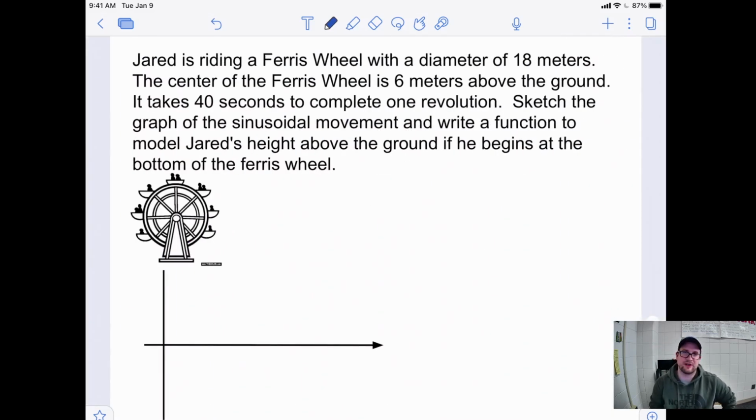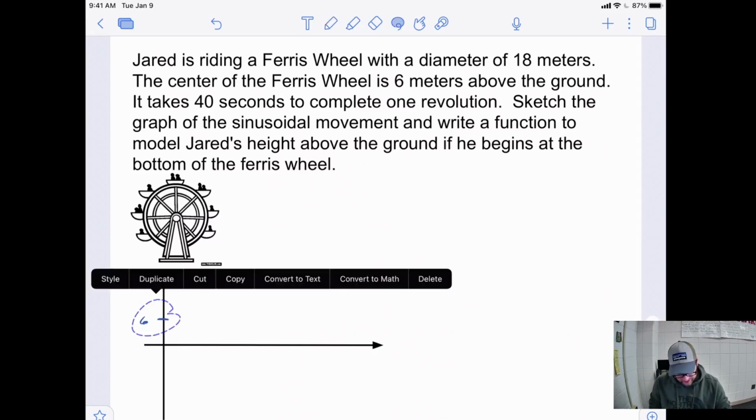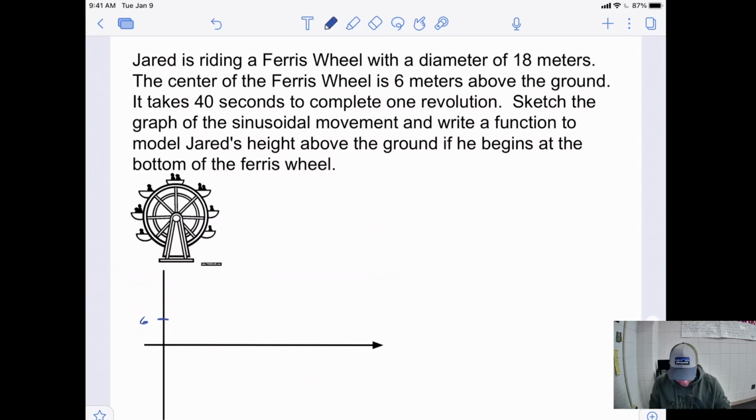Jared's riding a Ferris wheel. The Ferris wheel has a diameter of 18 meters, and the center of the Ferris wheel is 6 meters above the ground. Okay, so Jared's Ferris wheel. If it has a diameter of 18 meters and the center is 6 meters above the ground, here's the center. Now, a diameter of 18 meters means we're going to be going 9 above that and 9 below that. So this Ferris wheel is actually going to be passing underground here a little bit, which is going to be kind of a unique Ferris wheel.